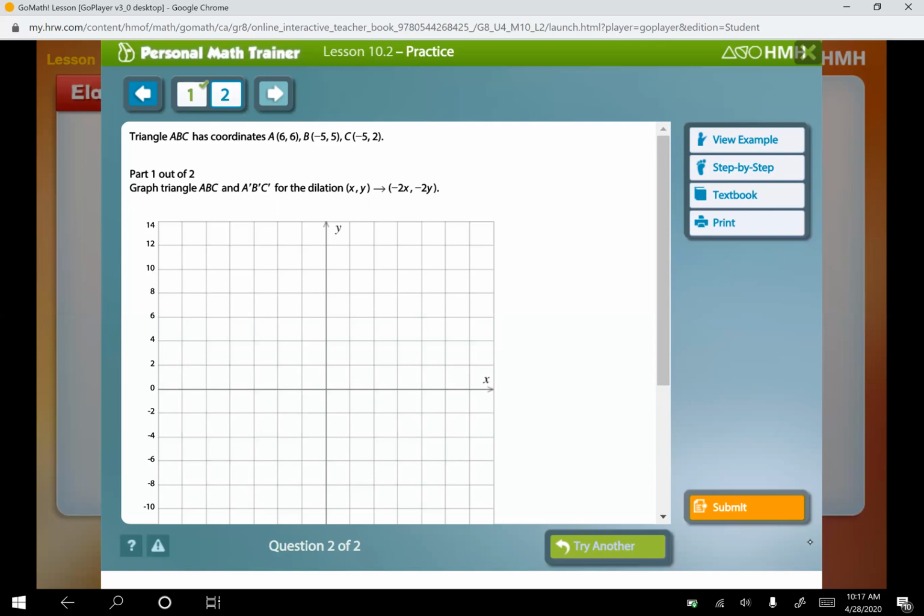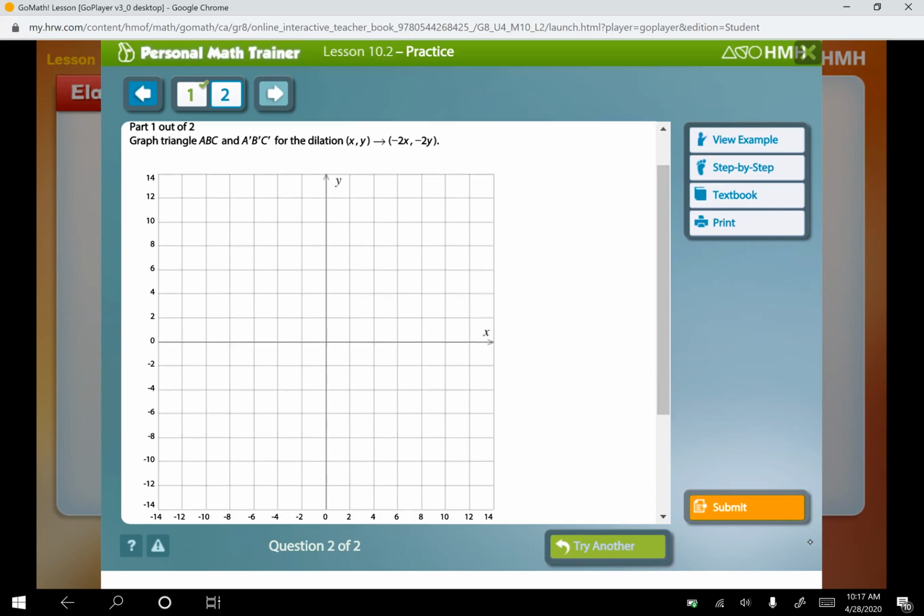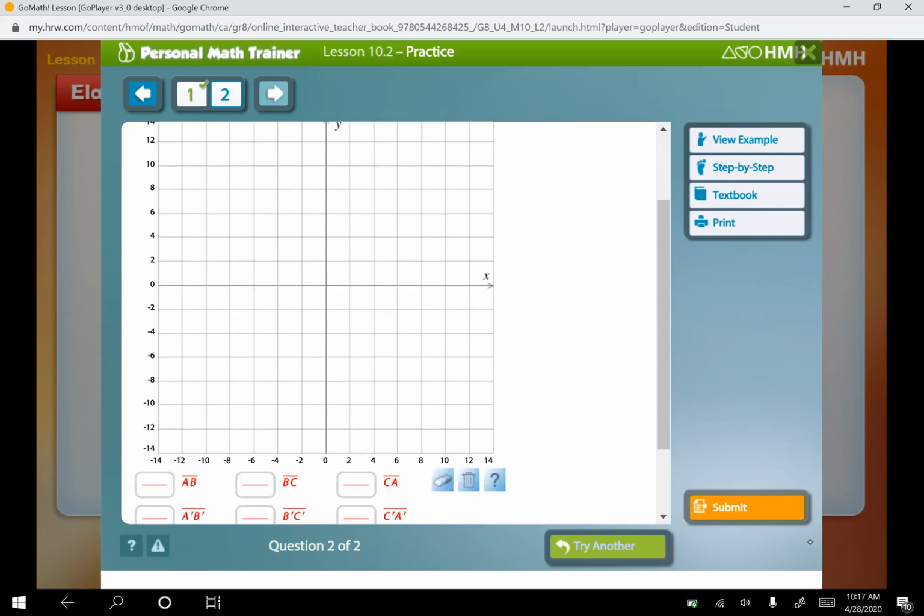B is going to be -5 times -2 is +10, and 5 times -2 is -10. And C is going to be -5 times -2, which is +10, and 2 times -2 is going to be -4. Okay, so now that I have my points written down, I was going to write them down right here on the screen, but it's too much work.